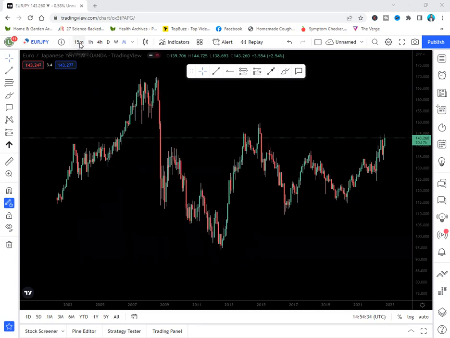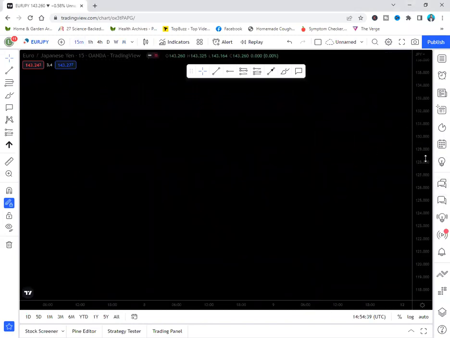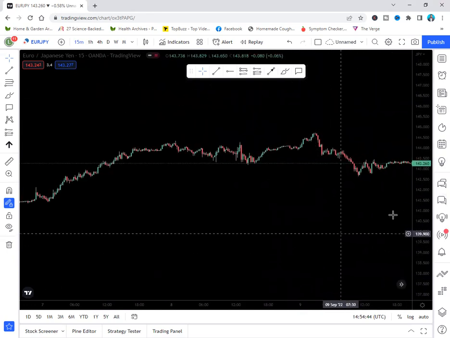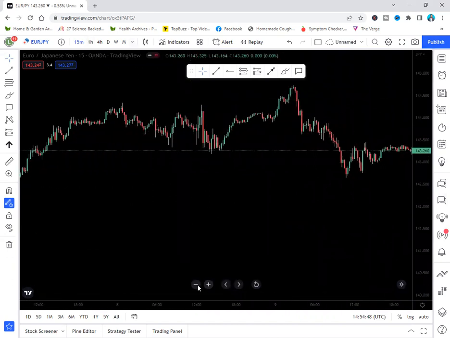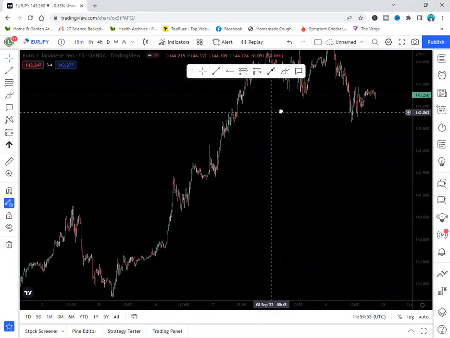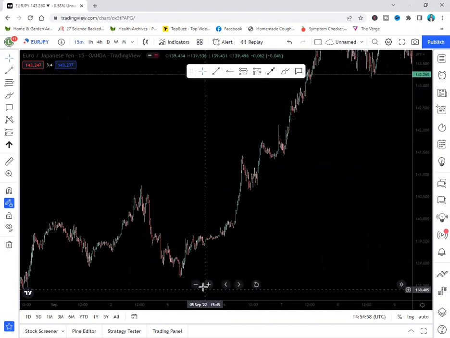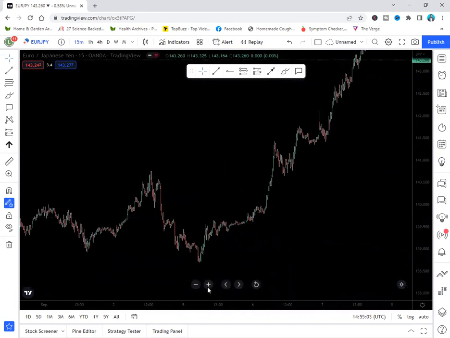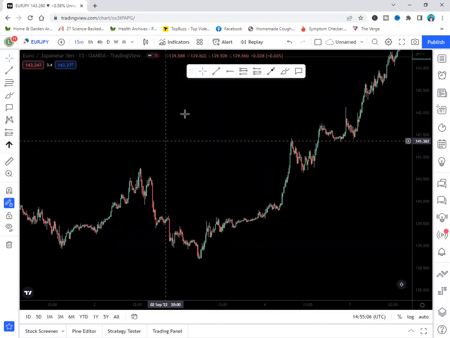So if I go to 15-minute time frame, this is 15-minute time frame. Let's see. Where is the market? This is it. Good. Let me zoom in a bit. So you see the smaller time frames. This is Euro JPY on 15 minutes. And if you look at it, you always see the impulse and corrections. Look at it. You see it?